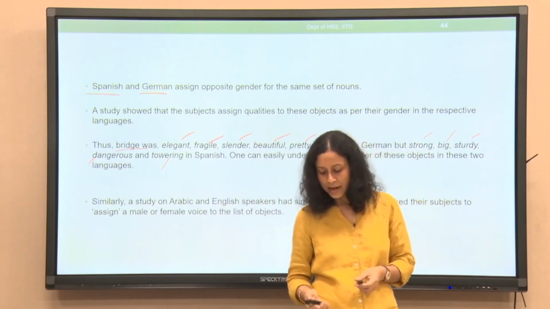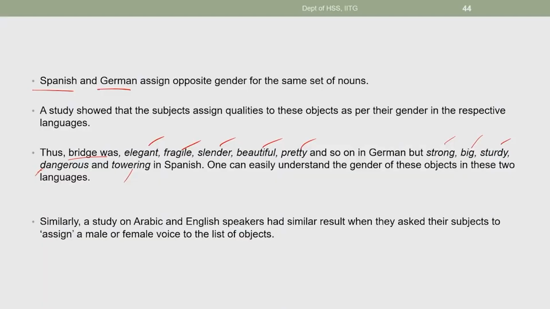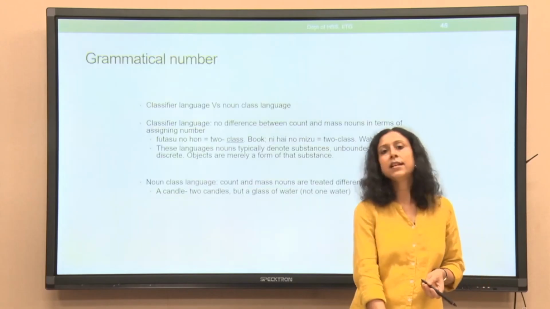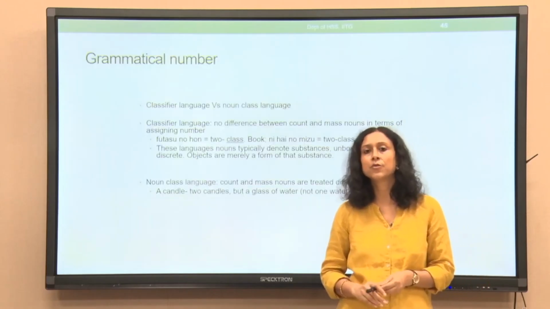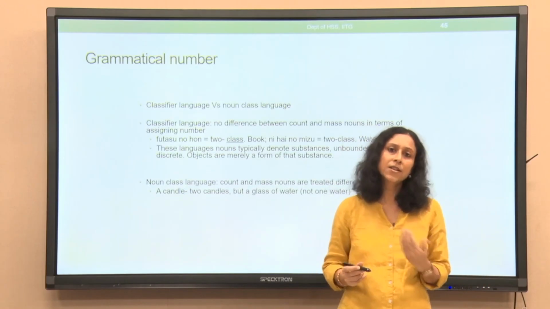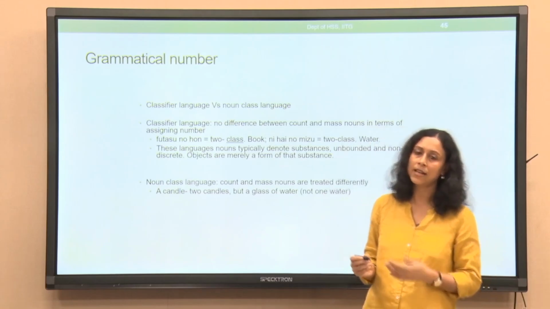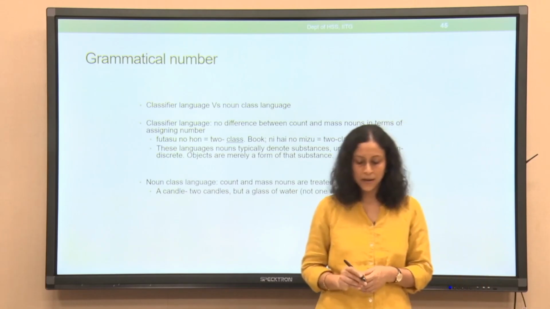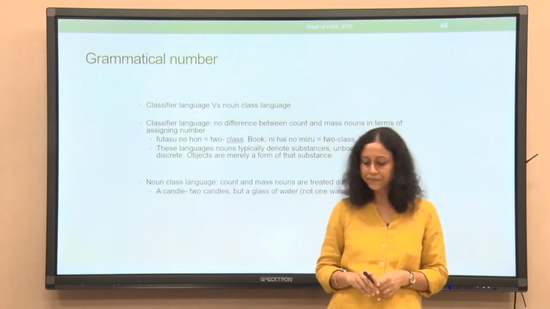Similarly, another study on Arabic and English speakers had a similar result when the subjects were asked to assign a male or female voice to a list of objects. So, if inanimate objects have a gender assigned to them, we tend to think of them in terms of actually having a gender. This is the basic finding of this set of studies.